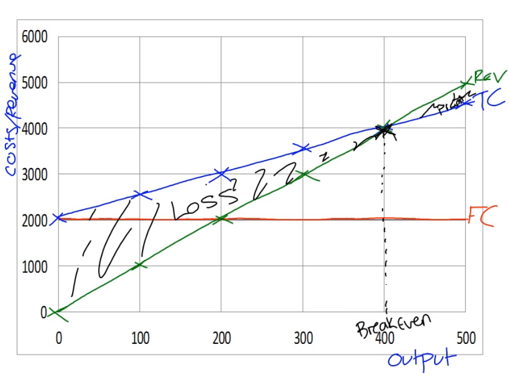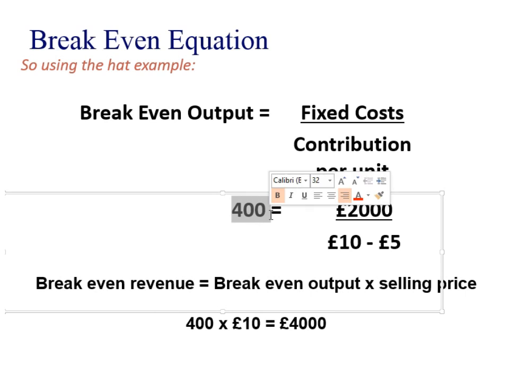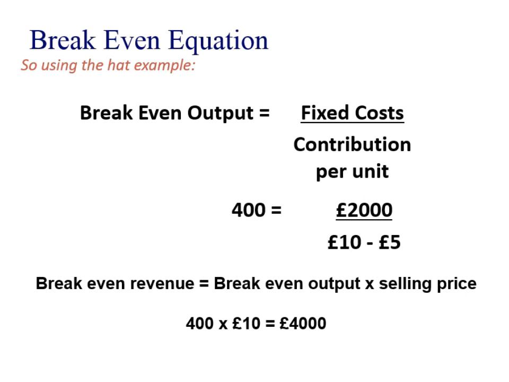Okay, now you can plot out all of these points if you really want to, but I usually tell students to do it the cheat method, like the quick method. So if you get a question and it's asking you to draw out the graph, first thing you do, just do the equation to work out what the break-even output would actually be. So we've done the equation, say, and we've worked out that it's 400.